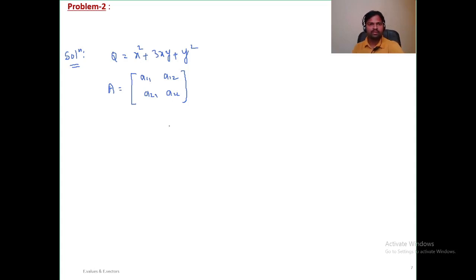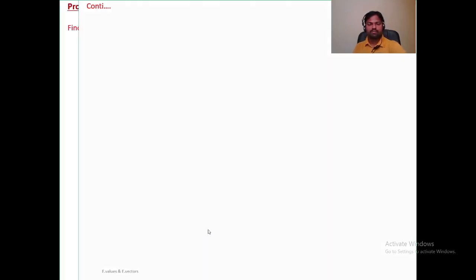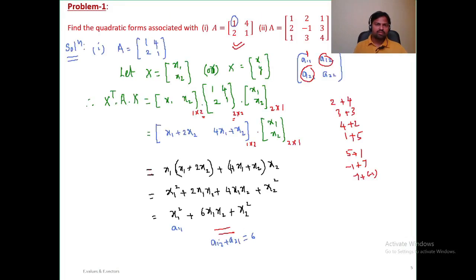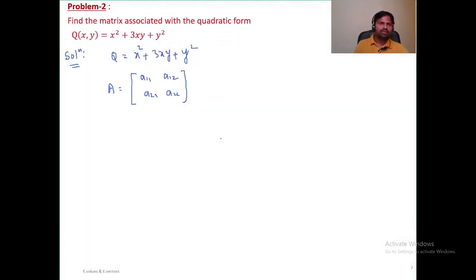You go back to the previous problem. Look at it: we have 3 variables, x1, x2, x3. How many variables in this expression? 3 variables. That means it is a 3 by 3 matrix quadratic expression. If you look at the first problem, you have only 2 variables, x1 and x2, in this expression. That means it is a 2 by 2 matrix quadratic expression. In the same way, in this problem number 2, how many variables are there? x and y, 2 variables. Therefore, it is a 2 by 2 matrix quadratic expression.